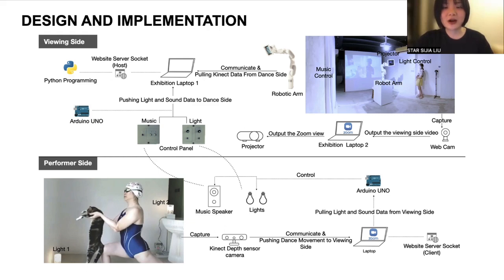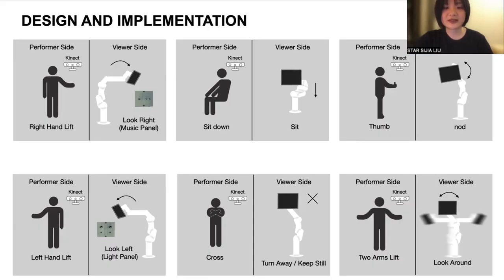There is also a robotic arm in the center of the space. The robotic arm can be triggered by the performer's body movements and gestures in the other space. Here are the rules for how the robotic arm is controlled by the performer's captured movements. You can see in the first figure, as an example, if the performer lifts up his or her right hand, the robotic arm will turn to the right, as if looking at the light control panel on the right side of the wall. This movement serves as a hint for the audience, telling them, look, there is a panel, maybe you can interact with the performer by it.